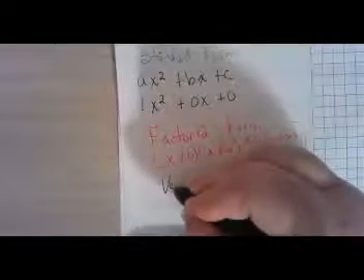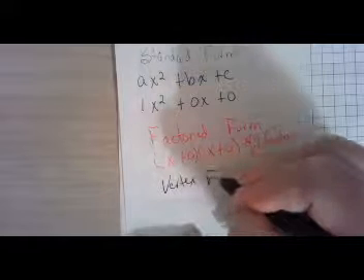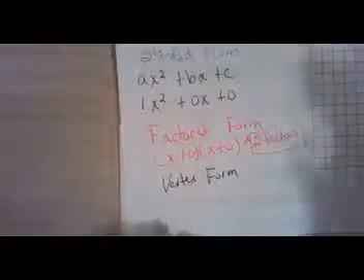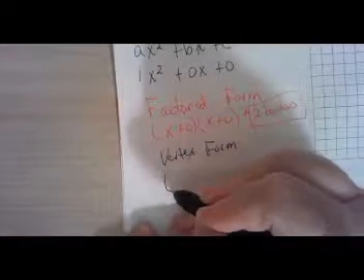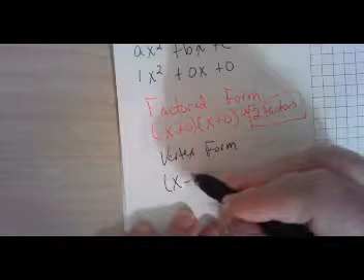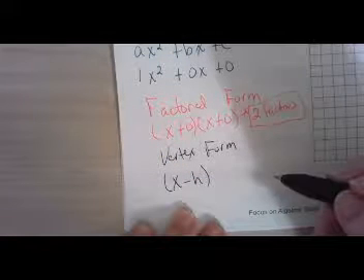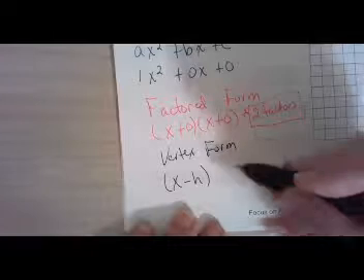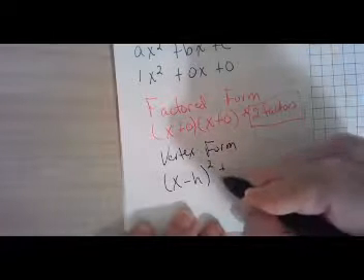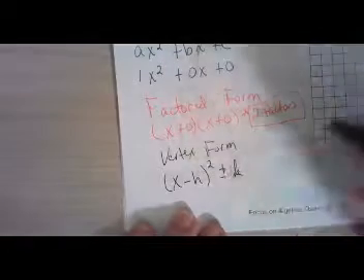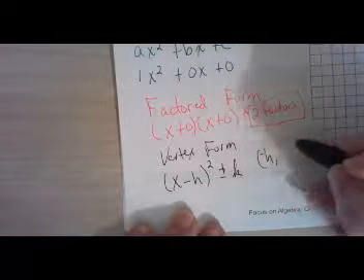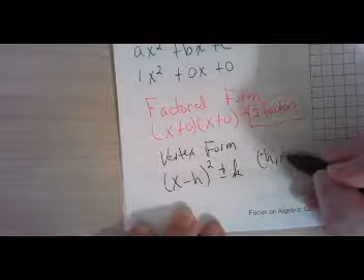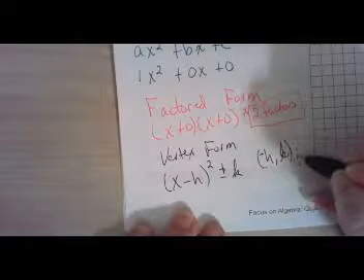So let's change color here. Vertex form. As it states, we will have the vertex embedded in it. So x minus h plus or minus k, or x minus h squared plus or minus k. All right, where the opposite of h, plus k, and whatever the sign of k is, will be your vertex. Okay.